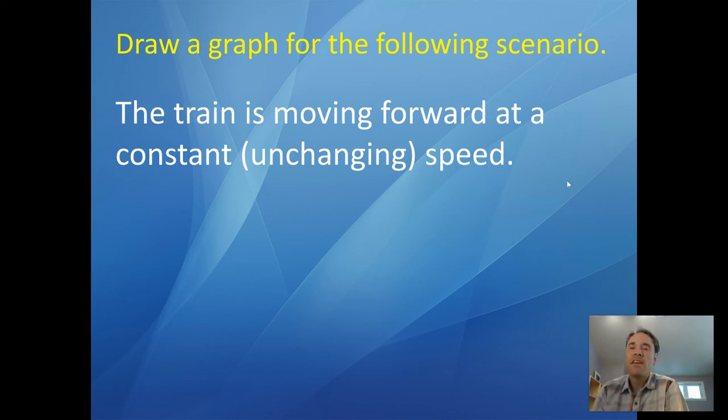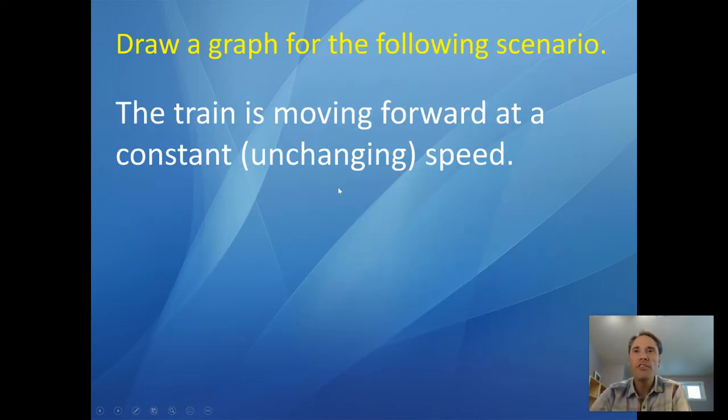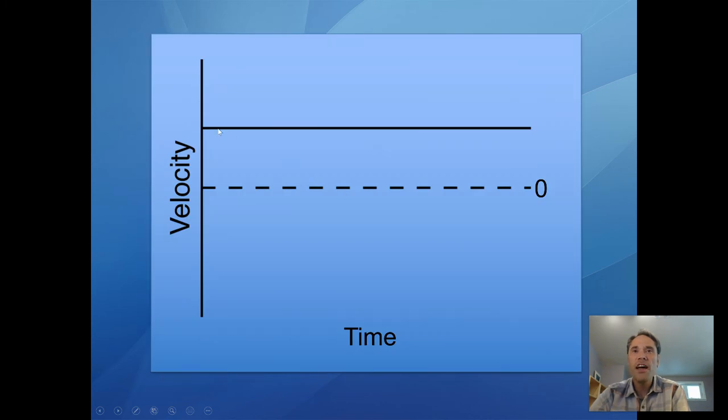This time around, we're going to put in not a position time graph, but a velocity time graph. On the velocity time graph, this is going to be velocity on this axis, and zero velocity would be here. That means not moving. On the flip side, if you are traveling forward at a constant, unchanging speed, this line here is an indication of that: moving forward at a constant, unchanging speed.